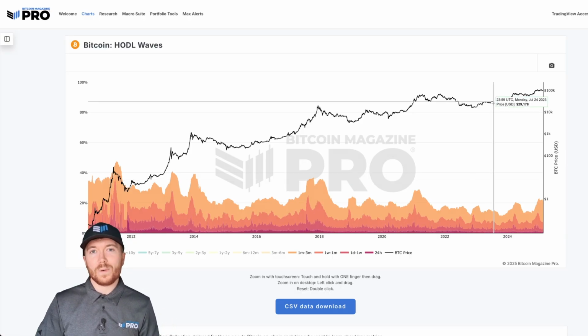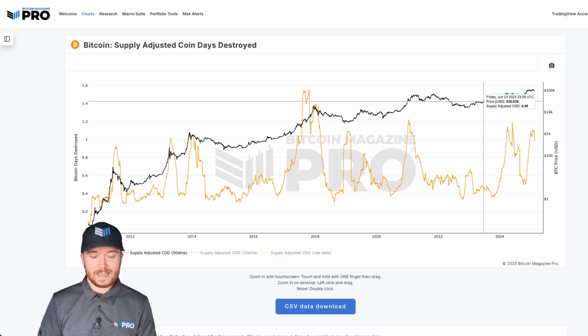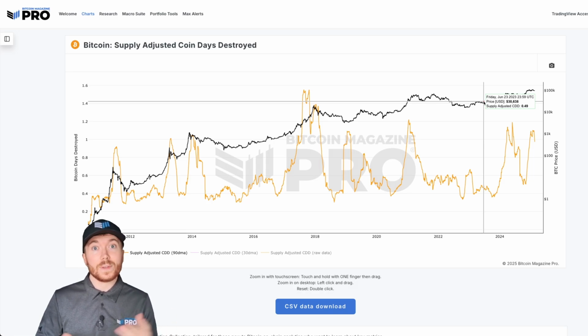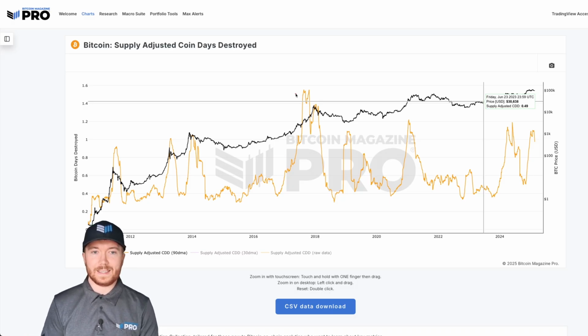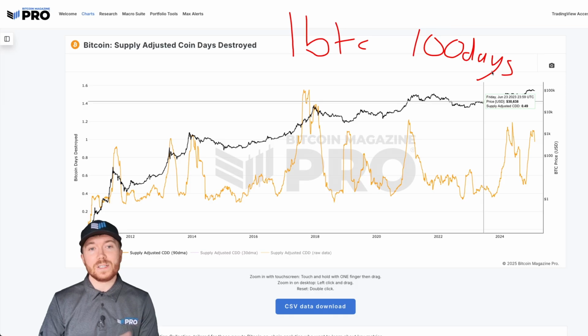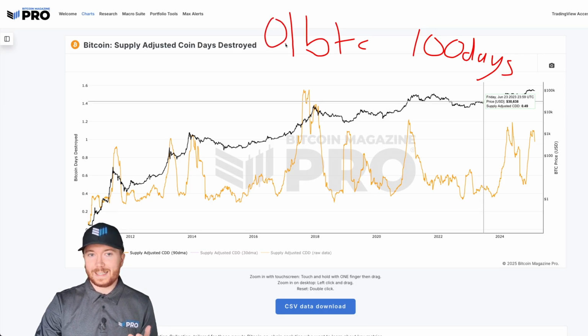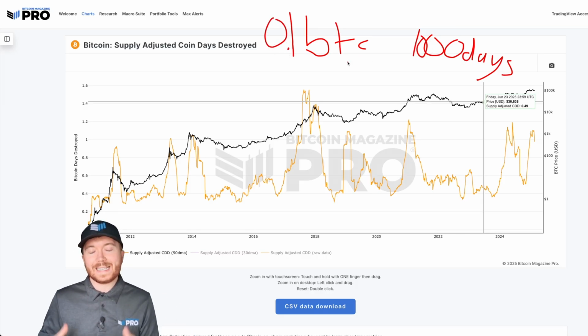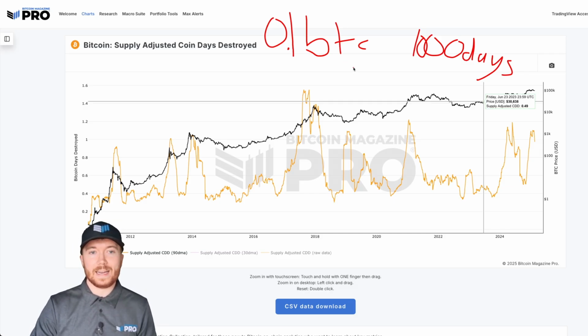Now, as a couple more final, more advanced metrics, we can look to something like the supply adjusted coin days destroyed. Now, to calculate the supply adjusted coin days destroyed, first we need the coin days destroyed. So very simply, this is tracking almost the velocity of BTC. For example, if I held 1 BTC for 100 days before transferring it, then I would add 100 coin days destroyed to the network. Now, the same is true if I held 0.1 BTC for 1,000 days. As I'm holding 10 times less BTC, I would have to hold the BTC for 10 times more to have the same impact on this metric.